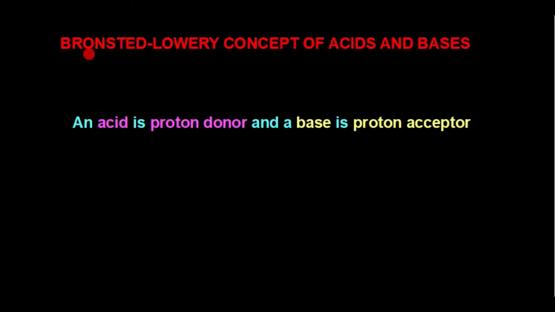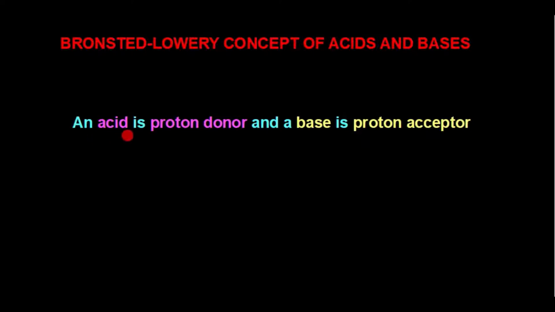In this video, we will discuss the Bronsted Lowry concept of acids and bases. In 1923, Bronsted and Lowry proposed another theory to overcome the shortcomings of Arrhenius theory. This theory is known as the Bronsted Lowry concept of acids and bases, or Bronsted Lowry theory. Now we will see what the Bronsted Lowry theory for acids and bases is.